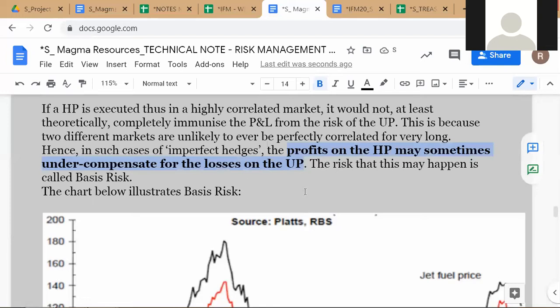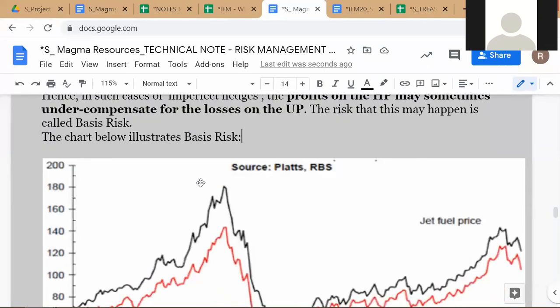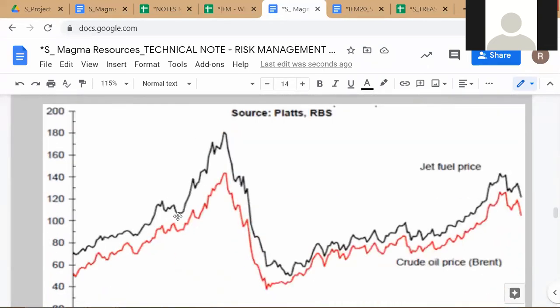This is your basis risk: that the profit on the hedge position may undercompensate for the losses on the underlying position, because this is how hedging works, right? So if you think that jet fuel prices are going to shoot up, and therefore what you do is you buy crude oil futures, and you are already short jet fuel. So as this goes up, you put on your long crude oil hedge.